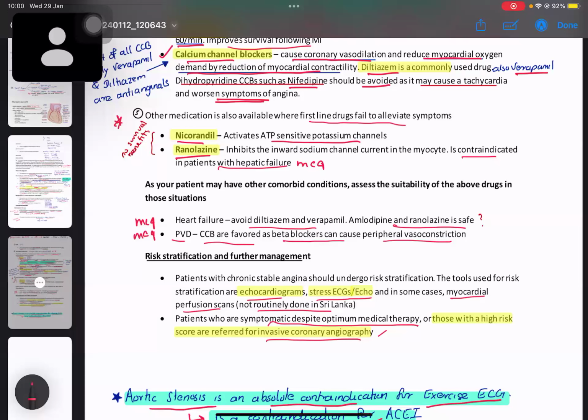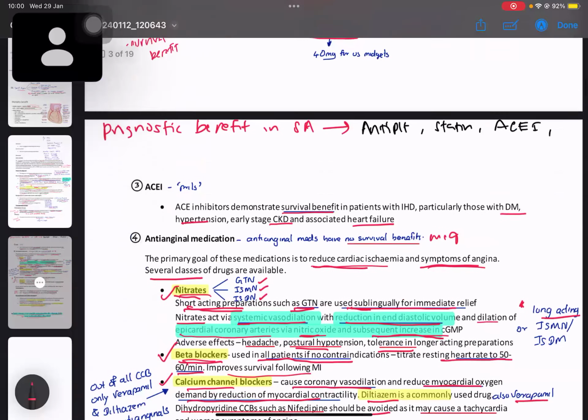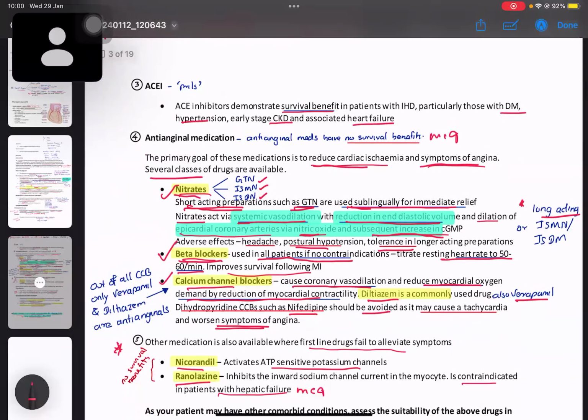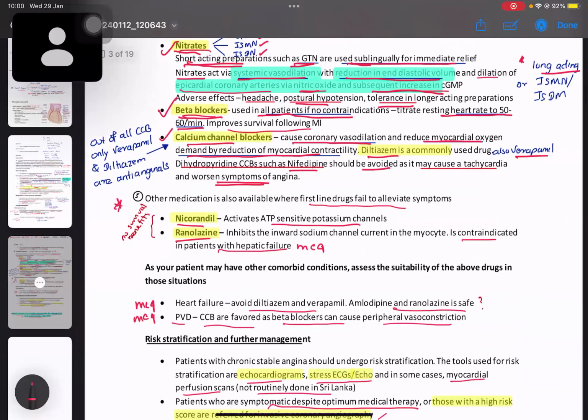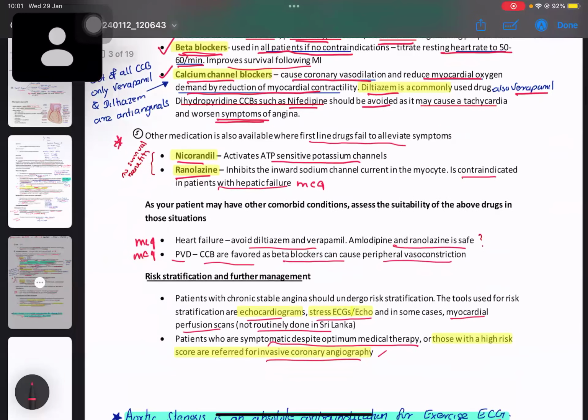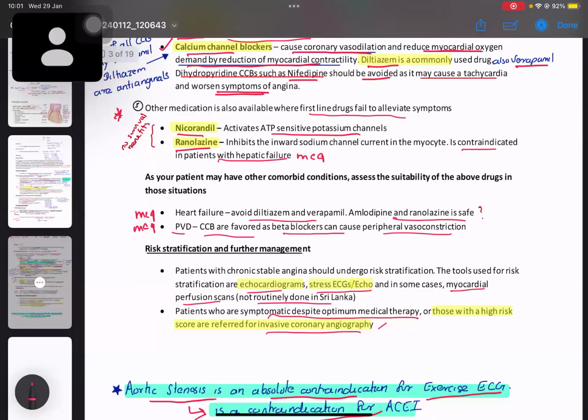Second line medications are used when the first line medications fail. The above four drug classes I told before are the first line medications, which are antiplatelet therapy, statins, ACE inhibitors and anti-anginals. Then the second line medications reduce the symptoms and are used if first line medication fails. One such example is nicorandil. It activates ATP sensitive potassium channels.